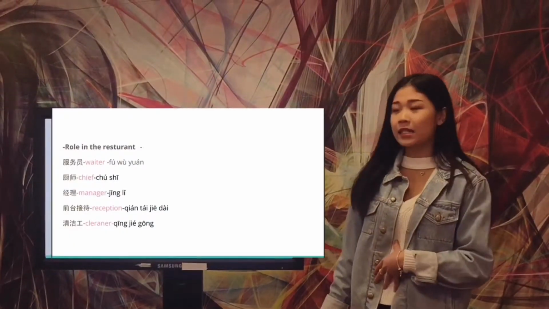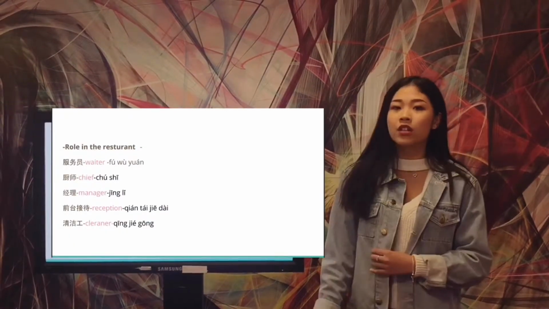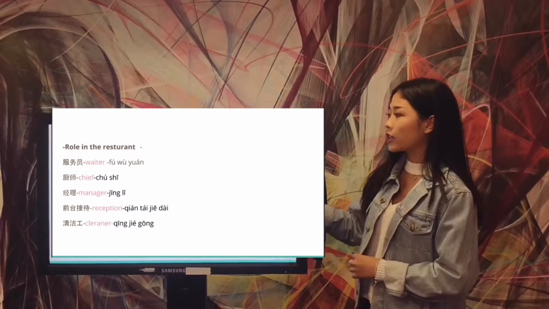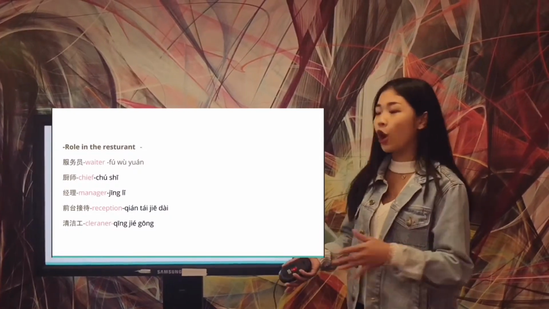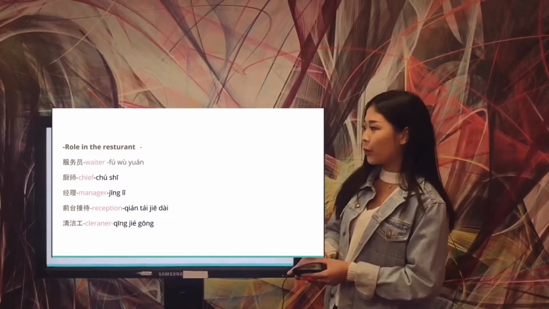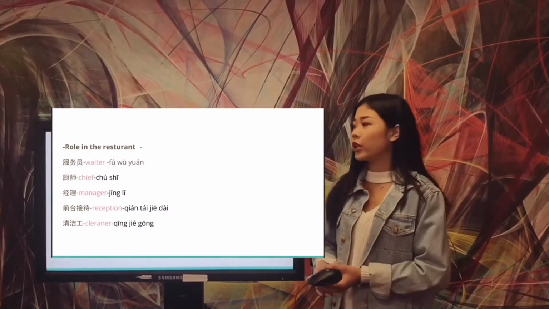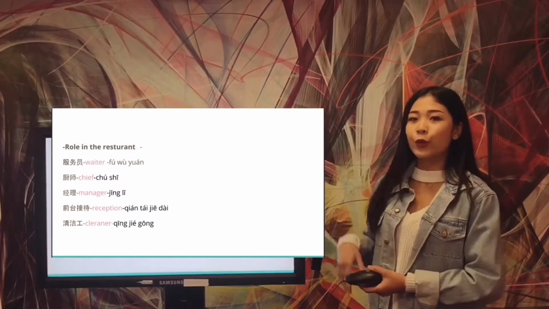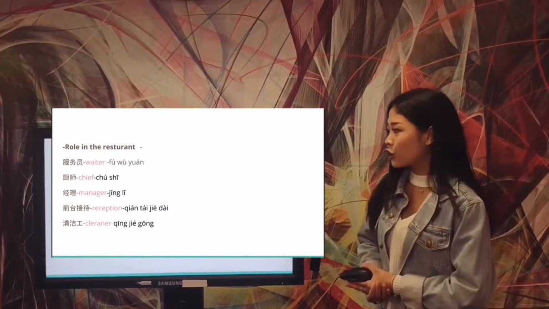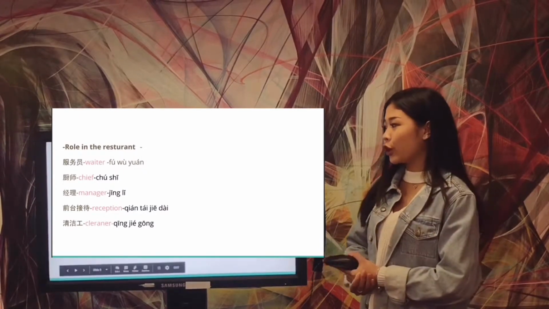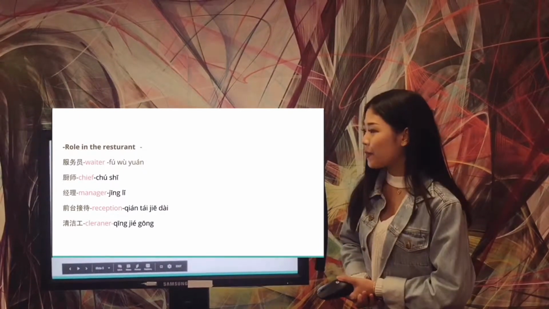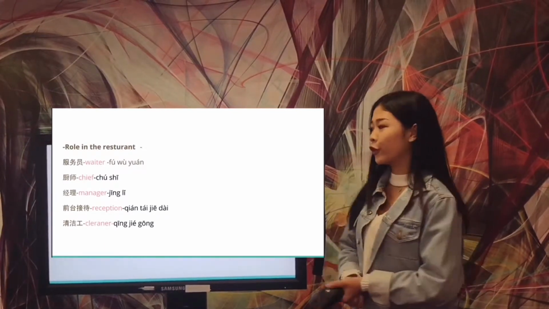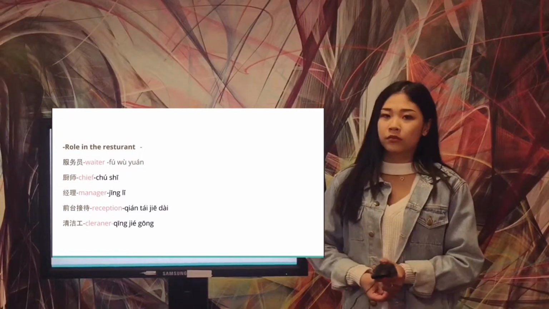The next part of my lesson is the rules in the restaurant. So those are the people that work in the restaurant. For example, the waiter, which you always see working in the restaurant. We call it 服务员. If you want to call them out or want something from them, you can just call them 服务员 and they'll come to you. And also the chef, who cooks for you, we call 厨师. And the manager is 经理. Sometimes if you have problems with the food, we will call them and ask them about the food.